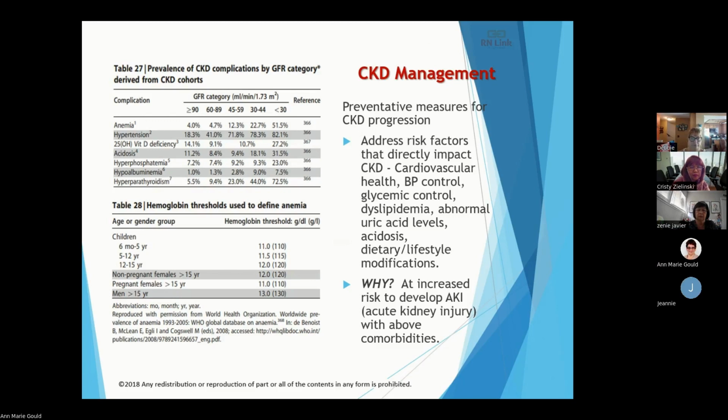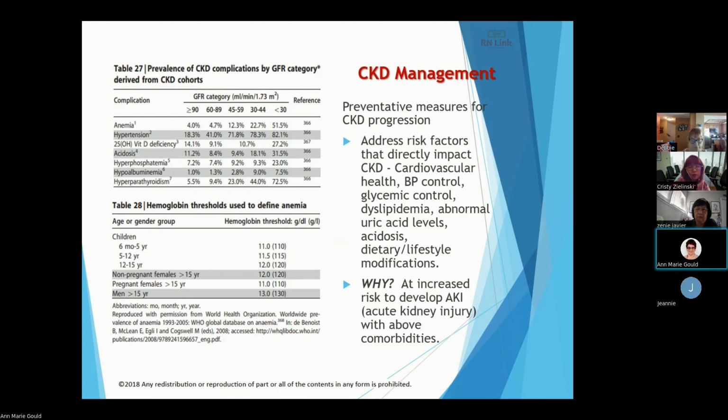Now, table 28 I thought was really interesting because of the anemia complication. I think it's important to define what hemoglobin thresholds the providers will use to define anemia. So it has children, non-pregnant females, pregnant females, and men. And it gives you about 15 years of age and up, and then, of course, your children up to 15 years.